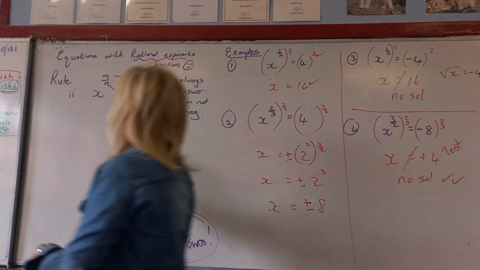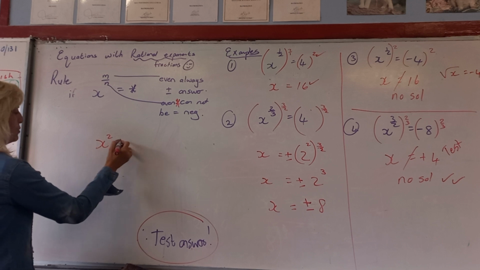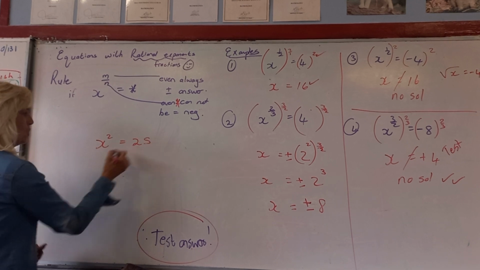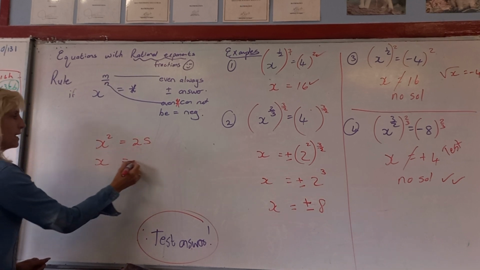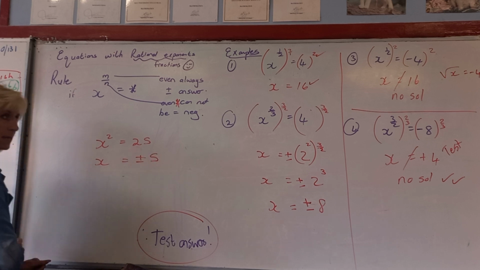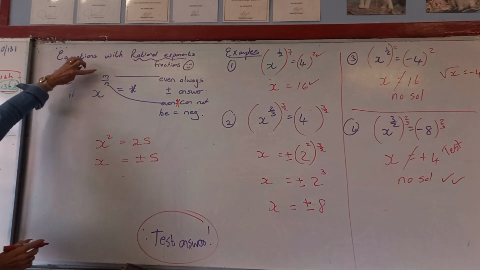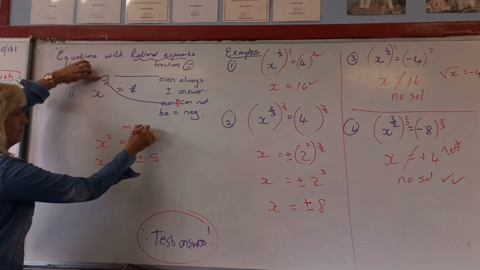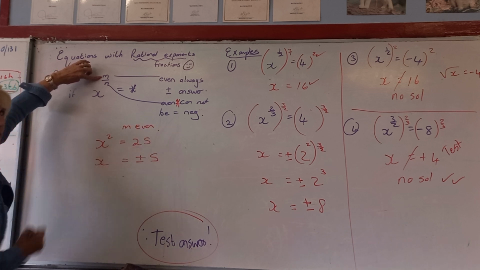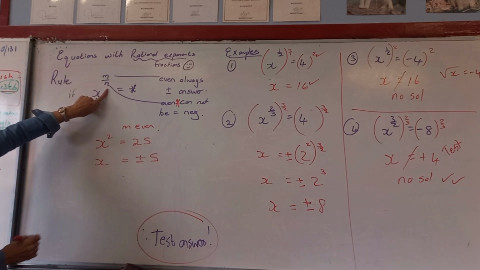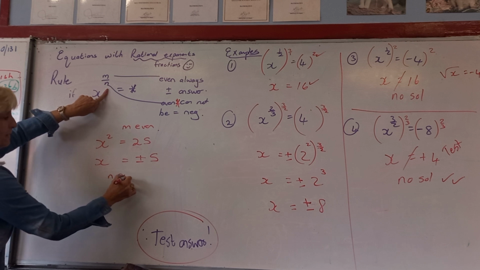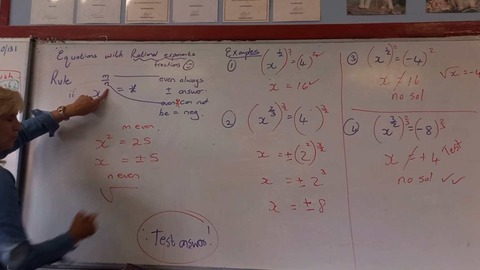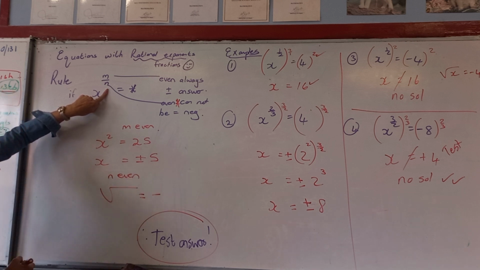Please remember, what it comes down to is if ever you said x squared is 25, you had to go square root them, and the x was plus and minus. So that's the one rule, with it being even. That's why you've got to have a plus and minus. The other one was the n being even means you cannot have a root that's equal to a negative answer, so that'll be a no solution.